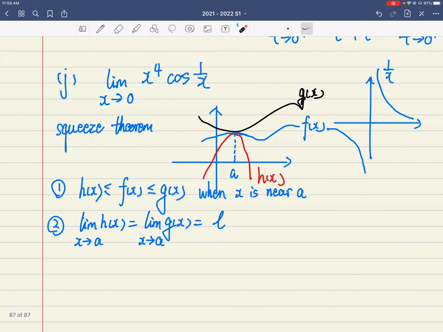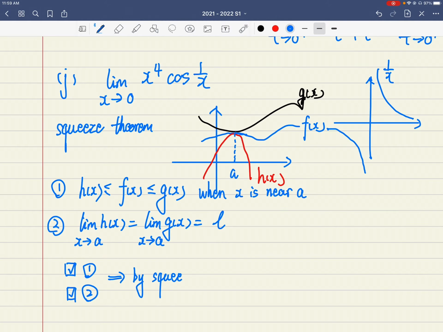Okay, so if this is true, when you do the squeeze theorem, you always check these two conditions. If the first condition is checked and the second condition is checked, then you can say by squeeze theorem, this function in between's limit is also L.